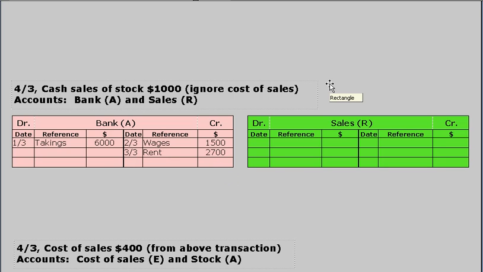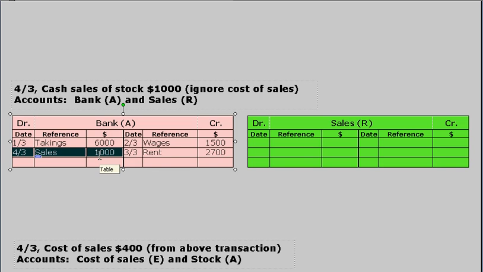This is a cash sale of stock, so this is a trading business type transaction, and just to make it easy, we're going to leave out the cost of sales for the moment. So we've sold stock to our customers and received $1,000 from those customers. So that means our bank must have gone up by that. So we put the date in, we write the name of the other account, which in this case is sales, and $1,000. So $1,000 because assets have gone up by $1,000.